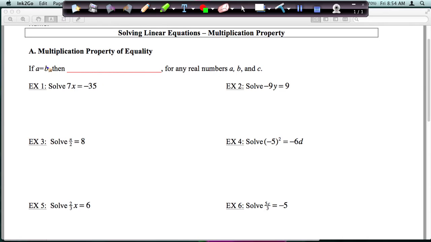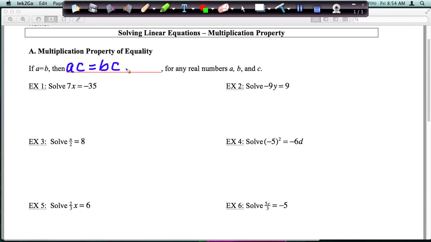The multiplication property of equality says if you have two things that equal each other, so if A equals B, then if you multiply both sides by the same number, it's still an equivalent equation. So I could multiply both sides by C. So A times C will then equal B times C, as long as it's the same number. So whatever you do to one side, you have to do the other side. This is true for multiplication or division, because division is multiplication by the reciprocal.